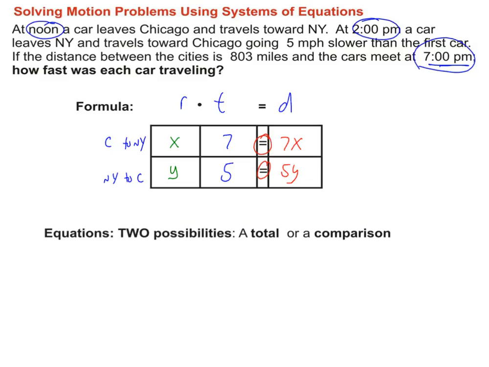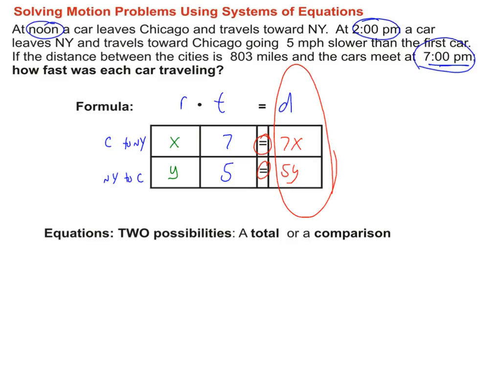Well, here's next. As we try to get our equations, remember, there will be two possibilities. Each equation will either be a total equation or a comparison equation. Now you might say, well, where do you get the equations from? Well, it's easy. You get the equations from the variable columns. Let's look at the distance column. The distance column has variables in it, 7x and 5y. And so we get the equations from the variable columns.